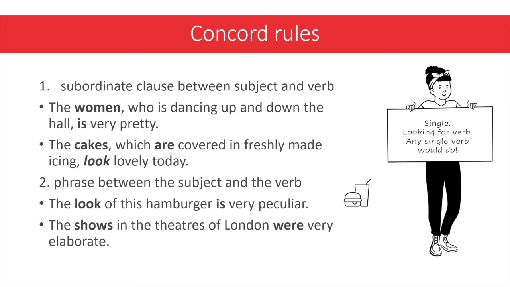"Is very pretty." Now let me break it down again. If I leave out the parenthesis, the additional information, the thing that doesn't change the sentence necessarily, who is dancing up and down the hall, and I just keep my sentence simple, it will sound like this. The woman is very pretty. Do you see? So always make sure that you look for the subject, or the noun or pronoun, that fits with my verb. Right, if there is a phrase between the subject and the verb, it will usually not change their agreement.